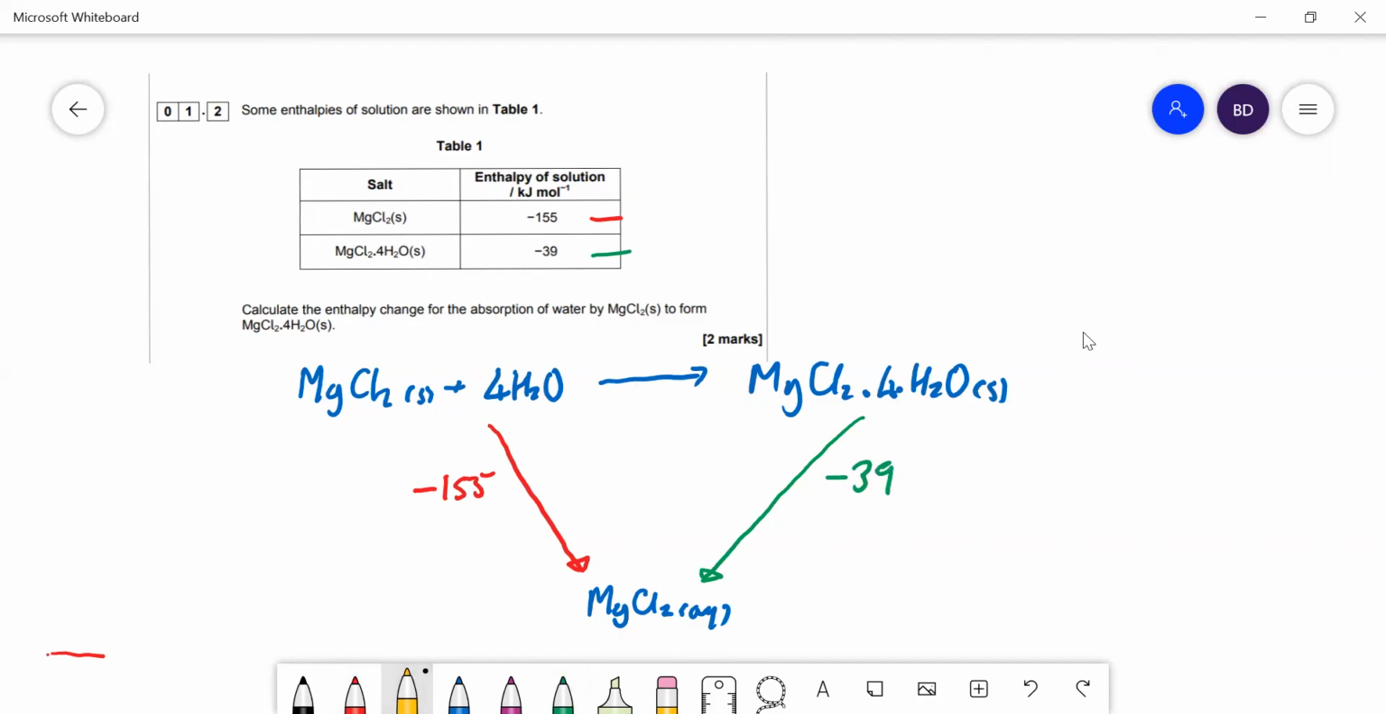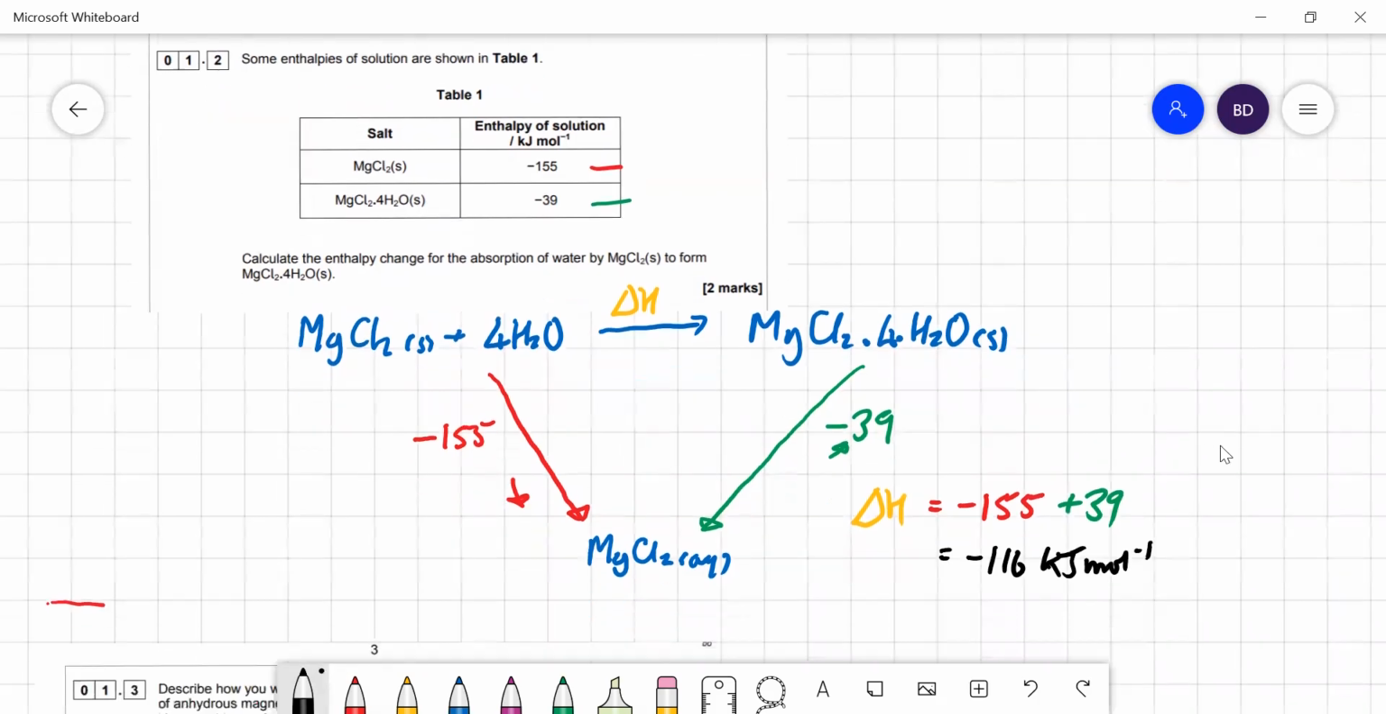And we want to find out delta H for this reaction. So delta H, we are following the red arrow, so we stick with that minus sign. And we are going against the green arrow, so we turn that one into a plus. And that gives us an answer of minus 116 kilojoules per mole. That's our answer there. So again, that is required practical 2, really.